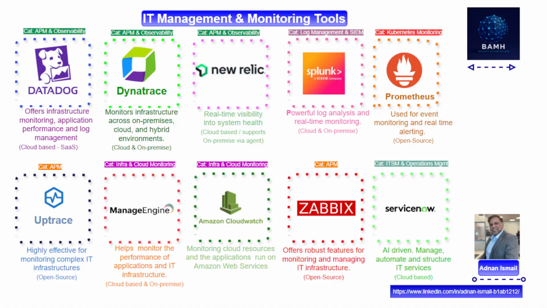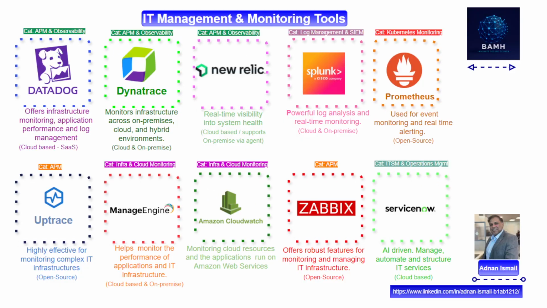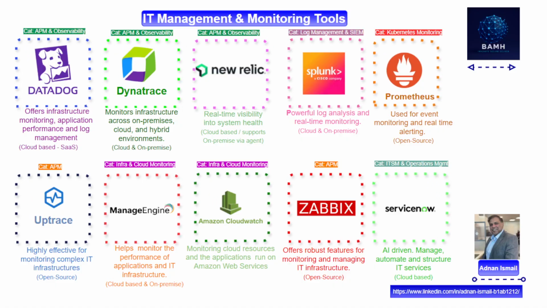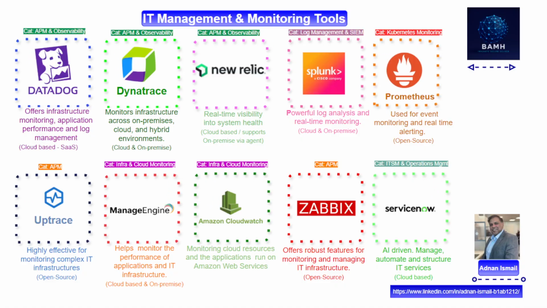Category number 2, infrastructure and cloud monitoring. These tools focus on the health and performance of servers, network devices, virtual machines and other core infrastructure components. Category number 3, IT service management and operations management. This category is about managing incidents, problems, changes and services, etc.